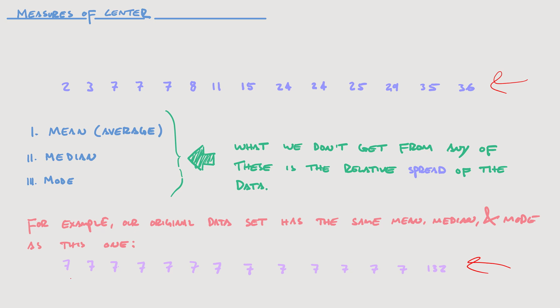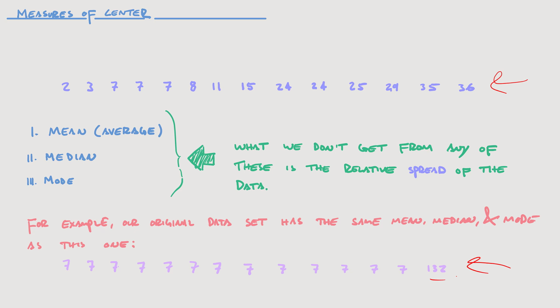It's literally 13 sevens, I think is what's listed here, and then 132. But it has the same median, it has the same mode, and it has the same average. If I average all these things, I'm still going to get 16.64 for all of those things. But just by looking at them, we could say, no, these are drastically different data sets.